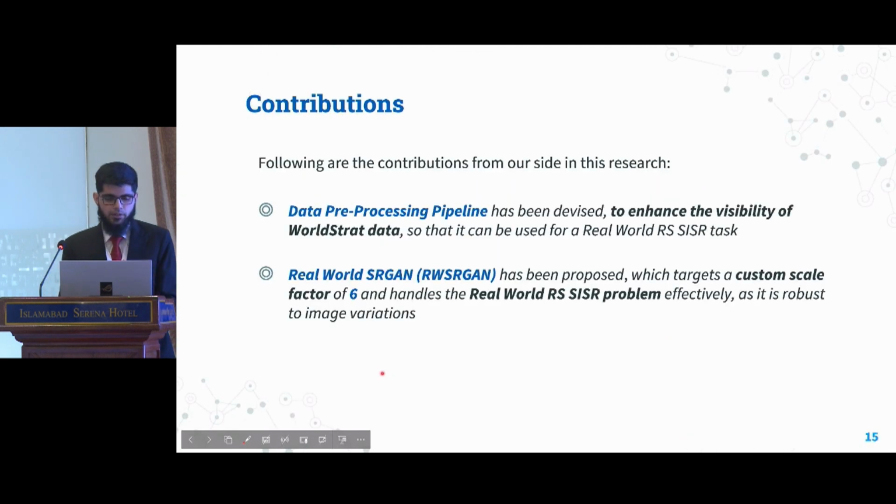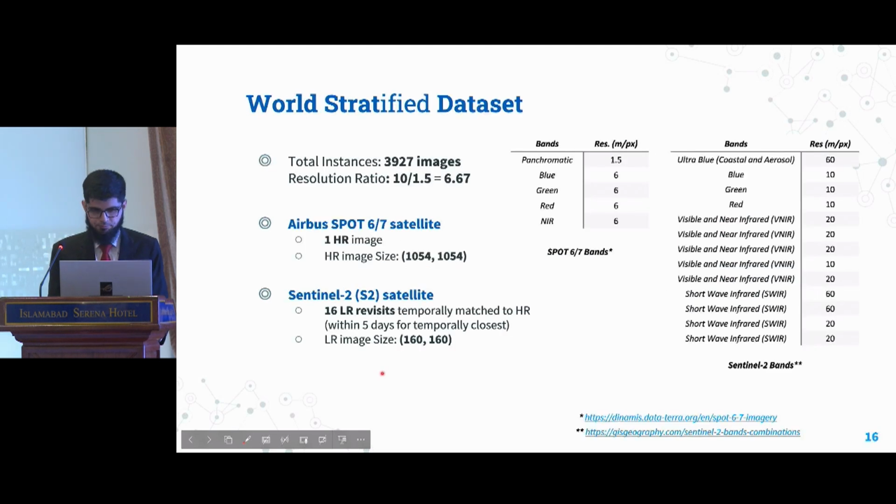So here are the main contributions. Basically, we proposed a data preprocessing pipeline to enhance the visibility of the WorldStrat data, as I told you it had some issues. And then we proposed the RWSR GAN, which targets a custom scale factor of 6 and handles the real world SISR problem effectively.